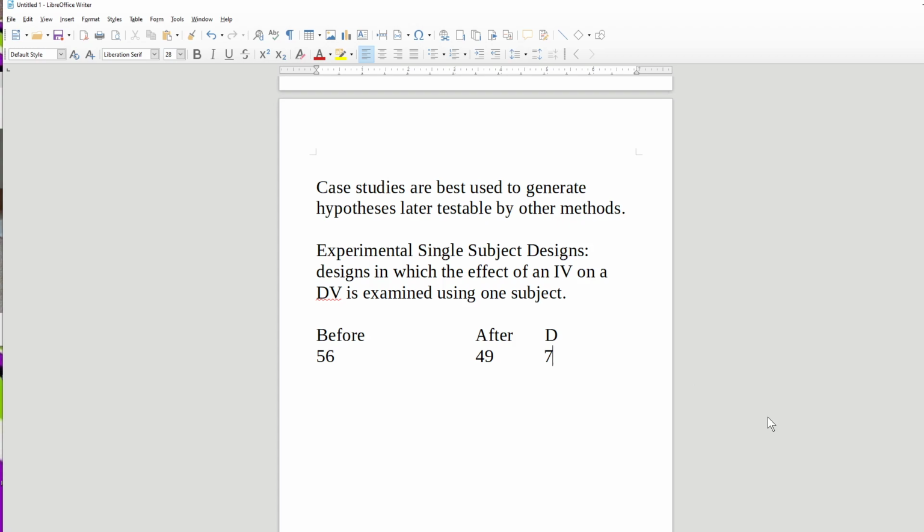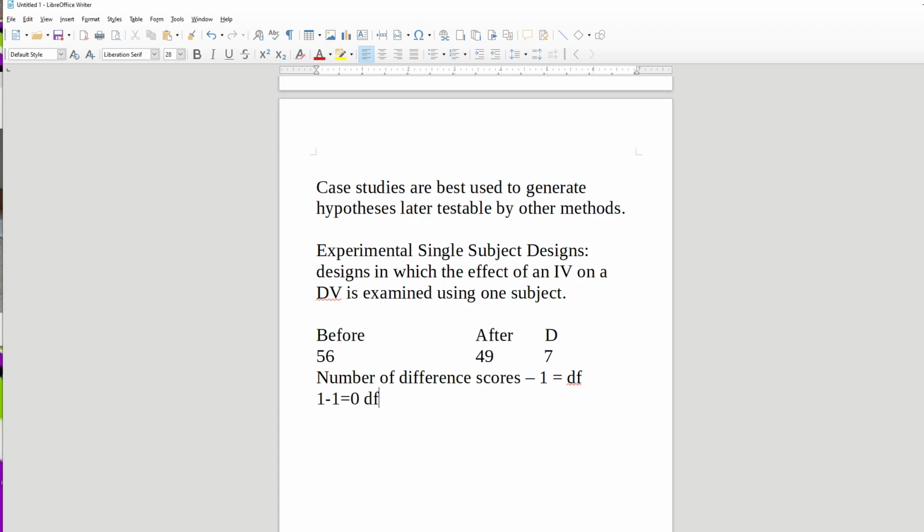Now, if you remember, the degrees of freedom on this test, if you're doing the within subjects t-test, is the number of difference scores minus 1 equals your degrees of freedom. But in this case, we got one difference score, right? The 7, it's the only one. So 1 minus 1 equals 0 degrees of freedom for this test.